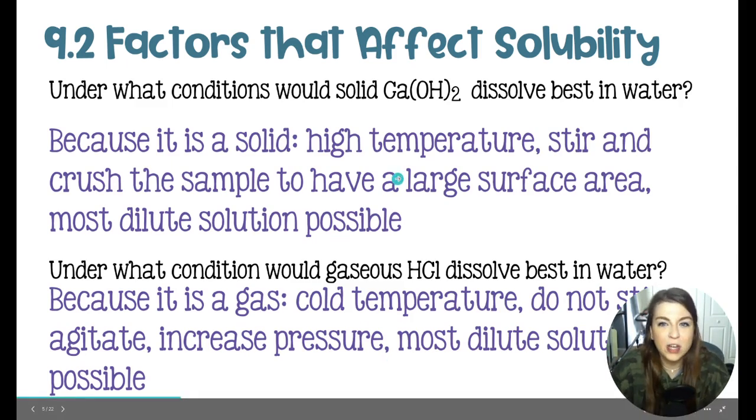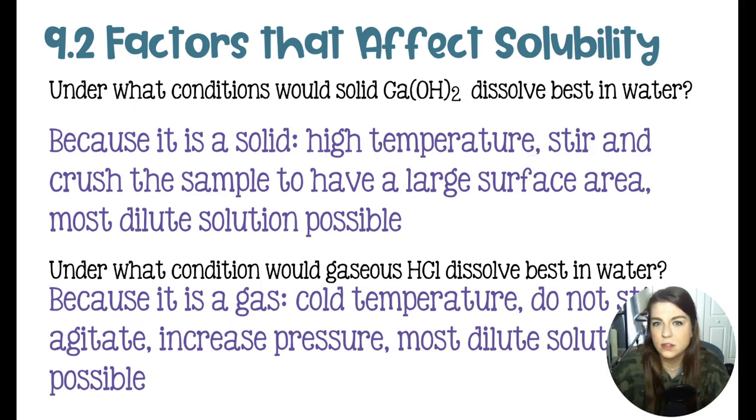Because the calcium hydroxide is a solid, we are going to want a high temperature in order for that to dissolve well. We want to stir and crush the sample so it'll have a large surface area. The high temperature and the stirring together are going to move the water molecules around so that those calcium and hydroxide ions can squeeze in between the water particles.